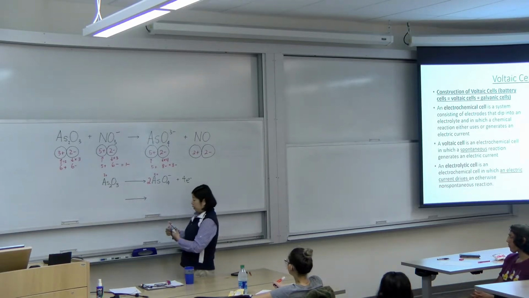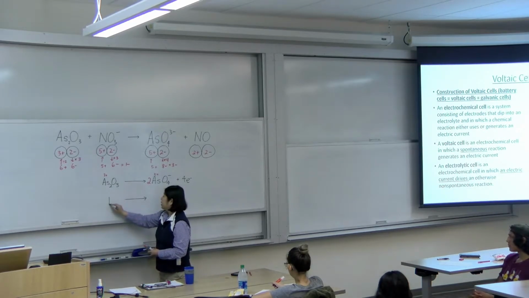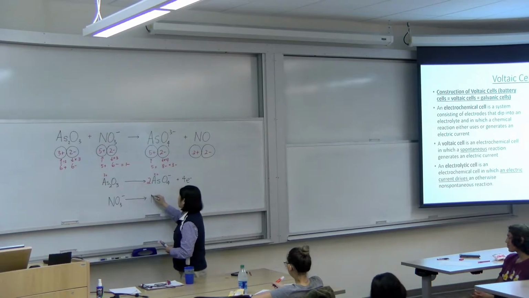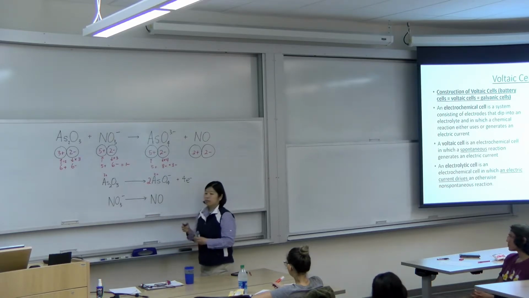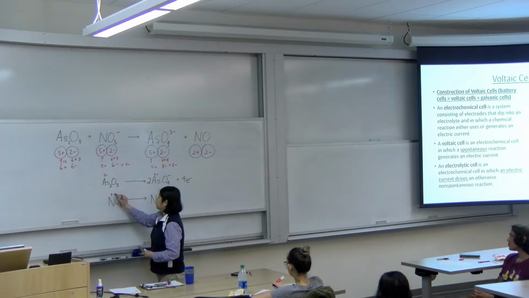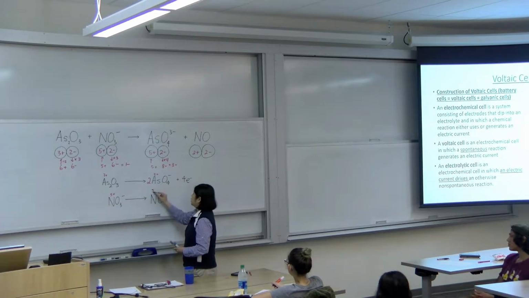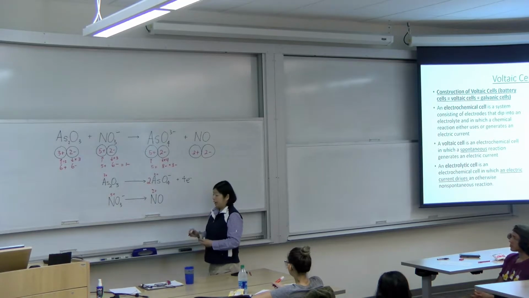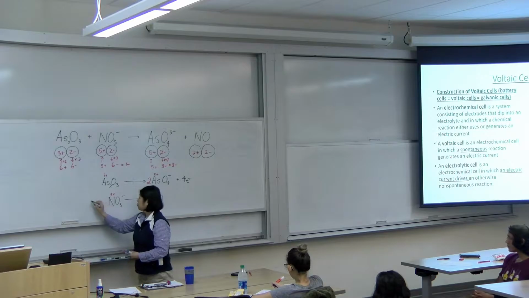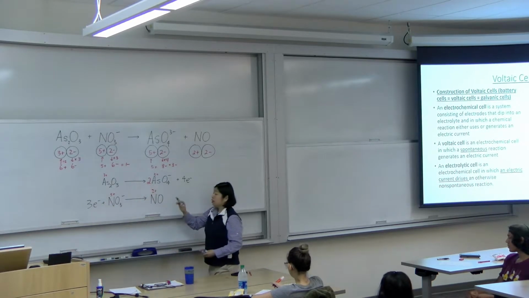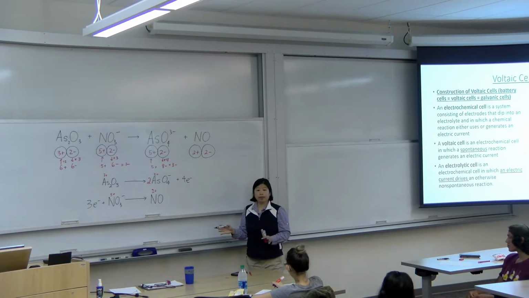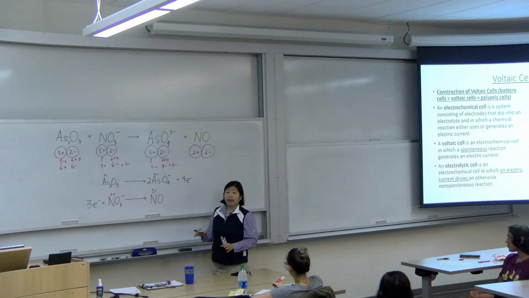Then the next one, we're looking at the NO3 minus, and we're going to the NO neutral. Okay. Here we are at 5 plus. And here we are at 2 plus. So this is quite straightforward. I need 3 electrons on the left side. The 4 and the 3 are not balanced. Okay? So let's make sure they are balanced.